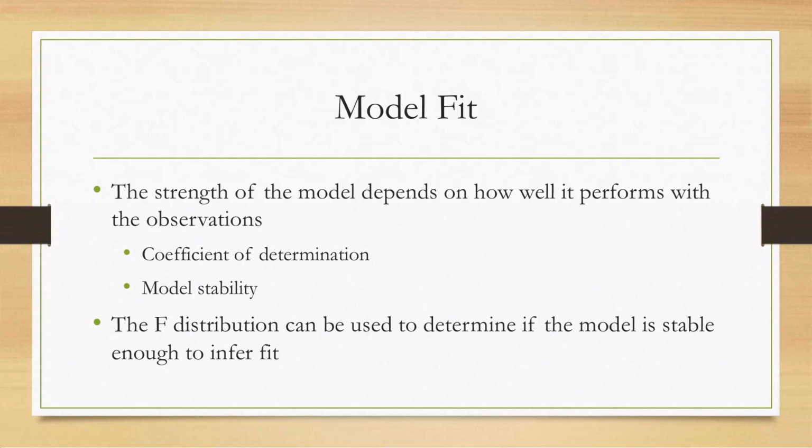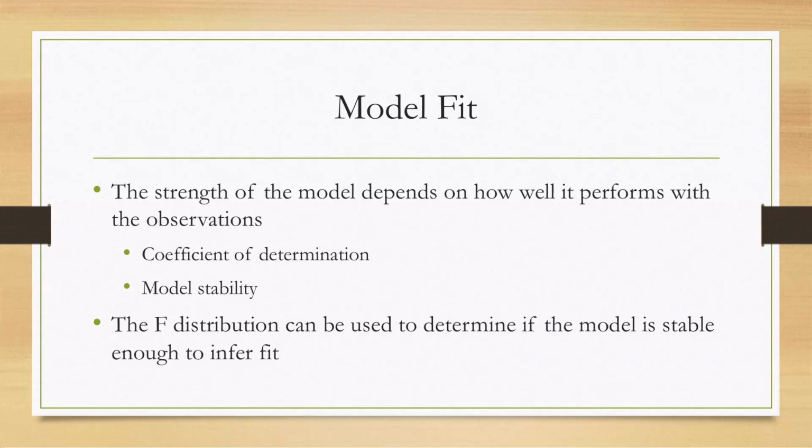The strength of the model depends on how well it performs with the observations, and we've already talked about the coefficient of determination. The coefficient of determination tells us the proportion of variation in the response variable that can be accounted for or explained by, or potentially even caused by, variation in the explanatory variables. The higher the coefficient of determination, that is, the closer we get to 1, then the stronger the model.